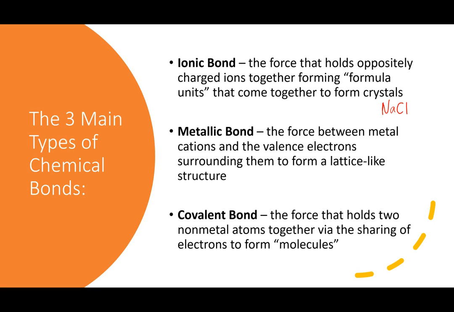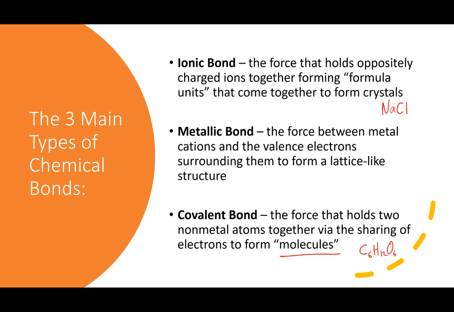Metallic bonds are the force between metal cations and the valence electrons surrounding them to form a lattice-like structure. So this is what holds metal alloys together, for example. And then lastly, we have covalent bonds. That is the force that holds two nonmetal atoms together via the sharing of electrons to form molecules. And this would create things like glucose, which is C6H12O6. And those are all nonmetals.